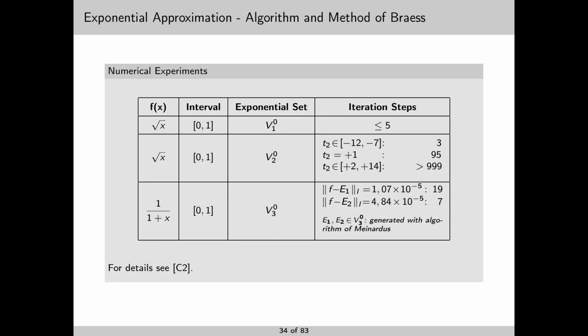What is surprising here is the fact that even though the norm of the error function e1 is significantly smaller than that of e2, and thus e1 might be considered closer to the best approximation than e2, almost as many as 3 times the iteration steps are needed starting with function e1. You find these calculations in detail in reference C2. This concludes the presentation of the algorithm and method of Braess.